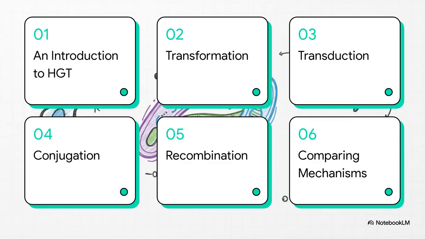So here's our roadmap for today. We'll kick things off by defining horizontal gene transfer, or HGT. Then we'll get into the nitty-gritty of the three main pathways. First, transformation. That's bacteria picking up stray DNA from their surroundings. Then, transduction, where they use viruses as little genetic messengers. And finally, conjugation, which involves direct cell-to-cell contact.